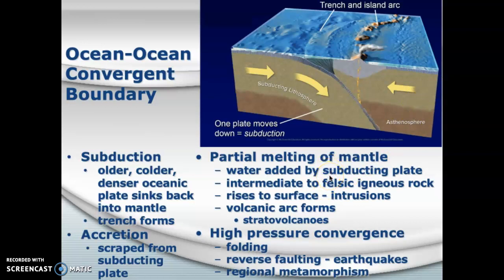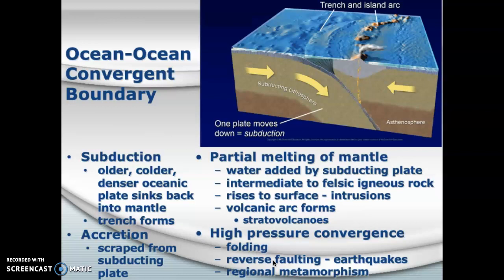The other thing that happens that is not really depicted on this drawing is that we get the results that you would expect with high pressure convergence, which is folding of the rocks, reverse faulting and associated earthquakes, and also this whole region is going to be a focus of metamorphic activity.